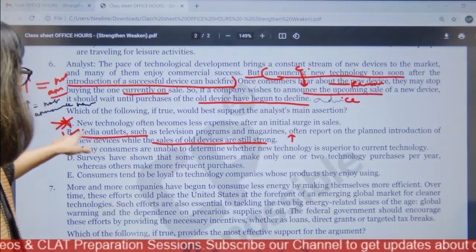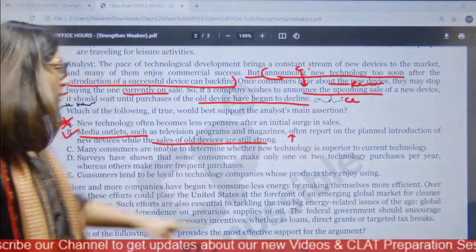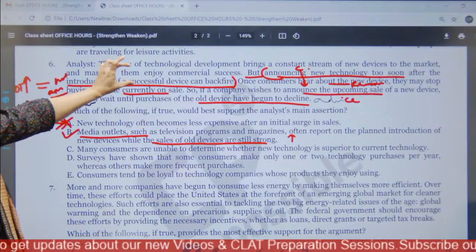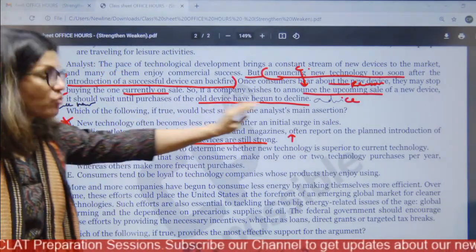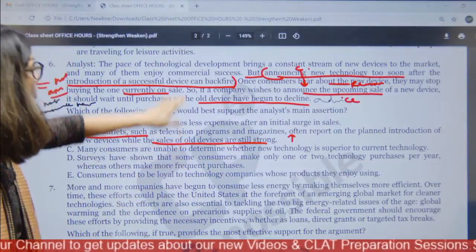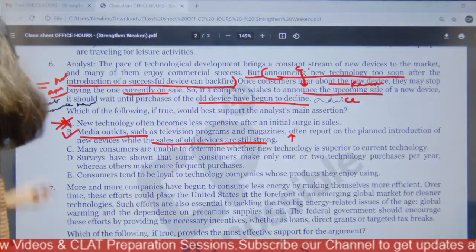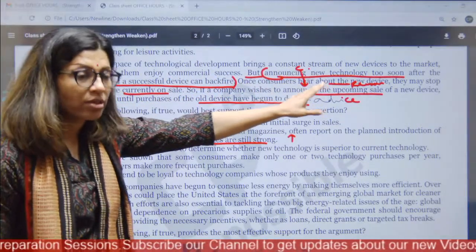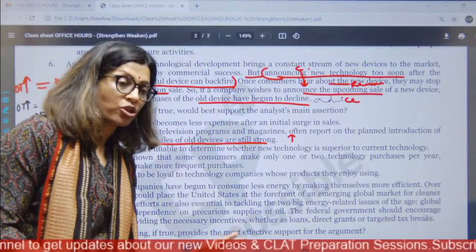So again, this is not a direct premise or new information, you have to connect it to this. So many times options come in this format. You have to write the added two things or make the connection between the option and the argument. As the new technology is announced, it will spread like wildfire and people will stop buying.